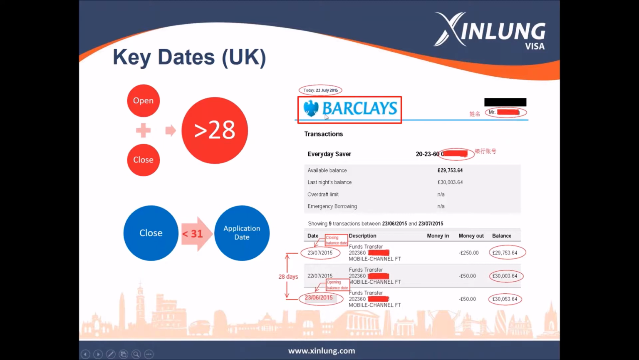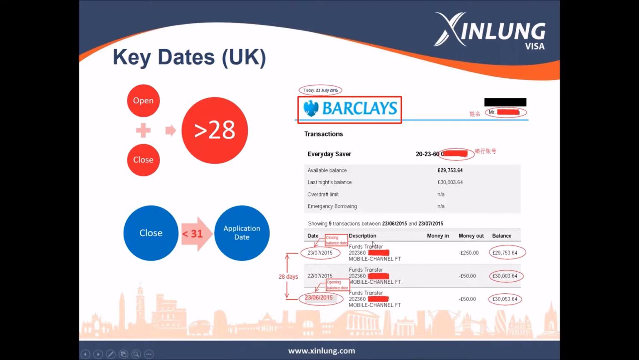Here is Barclays, and the logo is here. Okay, now we need to look at, so Home Office says we need to have the money for the 28 days period before the application. So how could we find out where the 28 days begins and where the 28 days end?